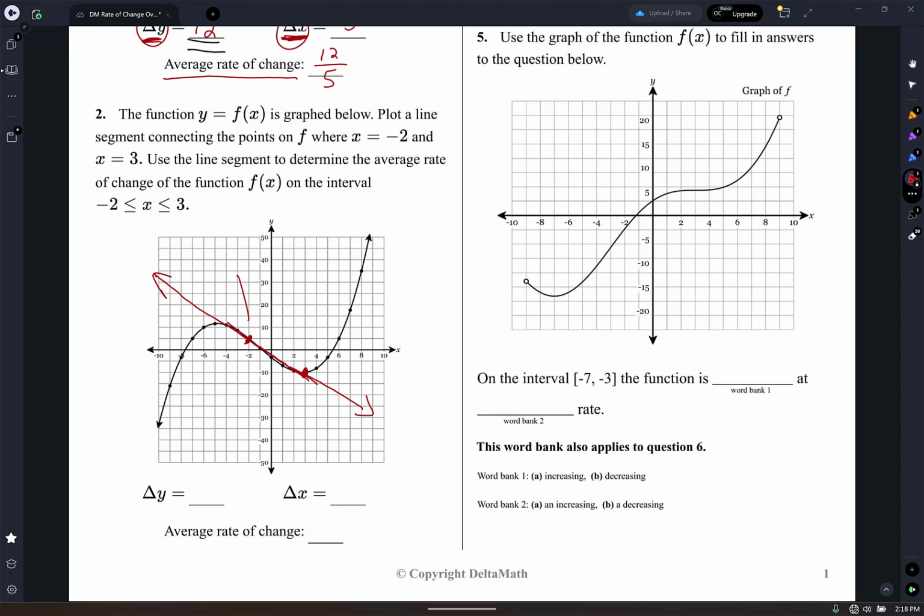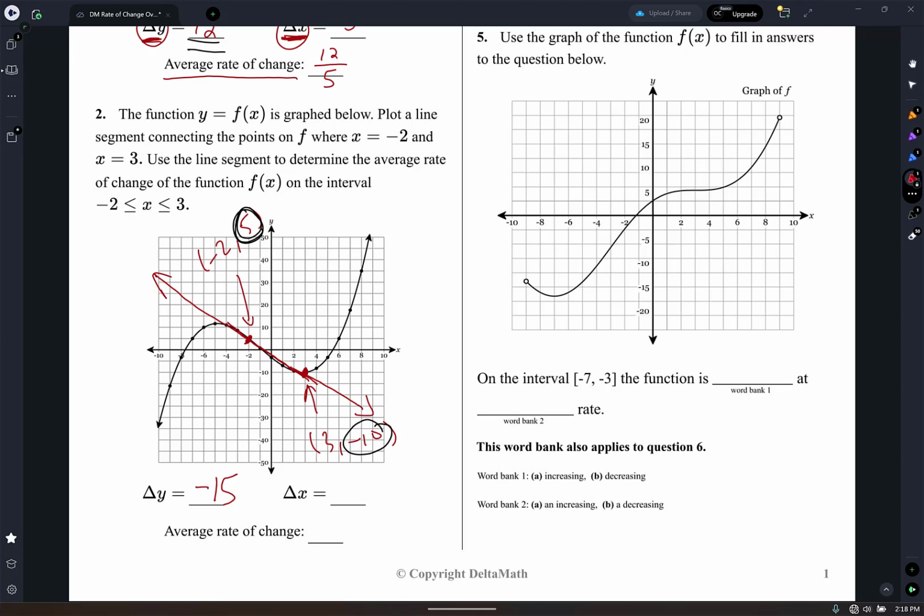This point up here is at -2, 5. This point down there is at 3, -10. So here we go. I went from the y value of 5 to the y value of -10. How many spaces did you go down? 15. So you're going to put a -15 because you went down 15 spaces. Are we cool? Left to right, you went from -2 to 3.